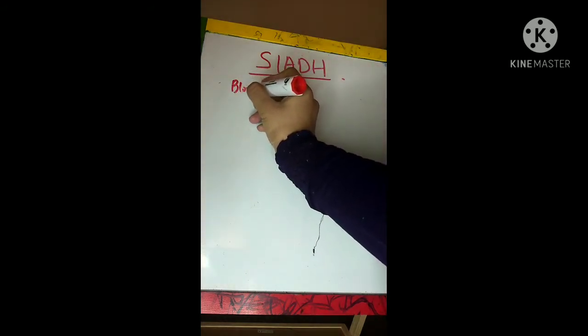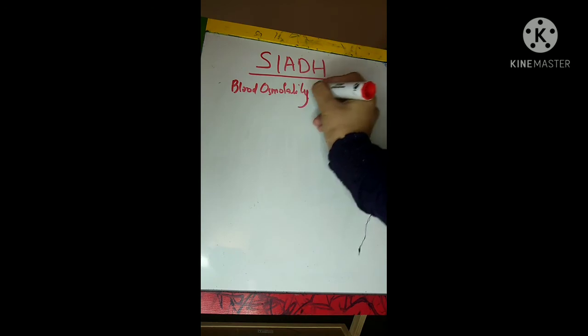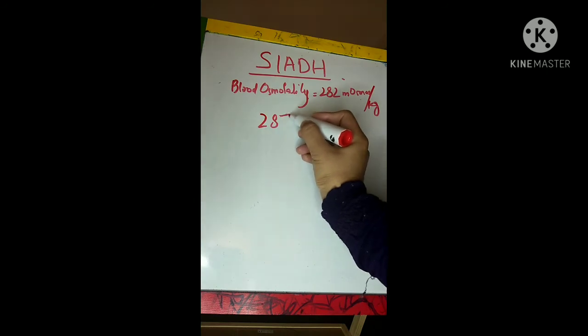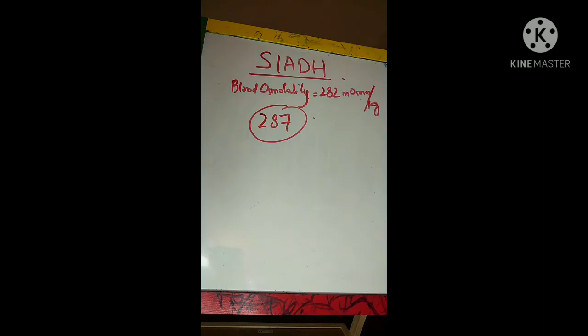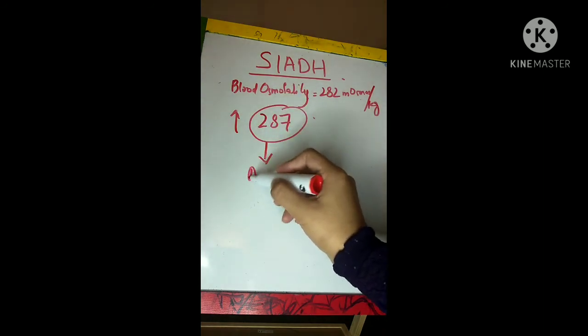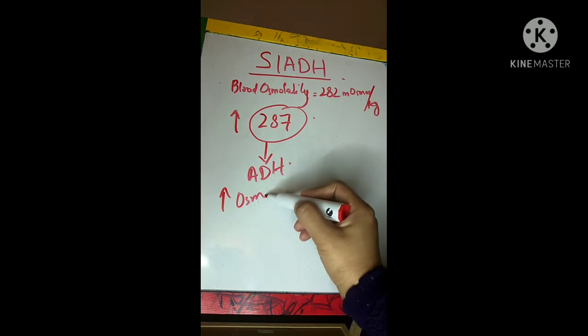Blood osmolality is 282 millimole per kg and it has a very narrow range. Once we reach up to 287 millimole per kg, that is called the osmotic threshold, and once we reach that threshold, there is the release of ADH, that is antidiuretic hormone. Plasma level of ADH is 2 picogram per ml. Increase in osmolality causes increased ADH release till a balanced state is reached.